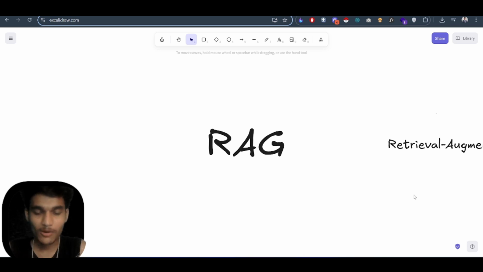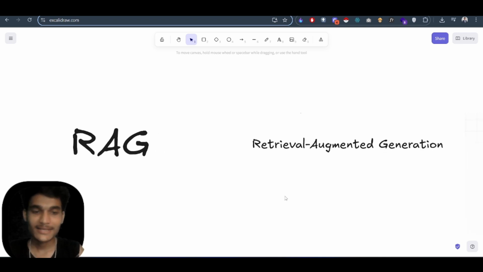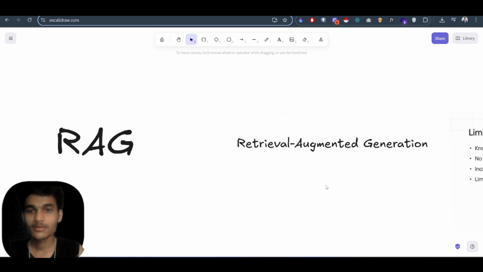From the basics of RAG: what is RAG and how we can use the RAG system. First of all, if you don't know RAG, the full form is Retrieval Augmented Generation. Don't go by the name. I'm going to explain each and every thing of the RAG system: what is RAG, and why we use RAG to improve the AI system.